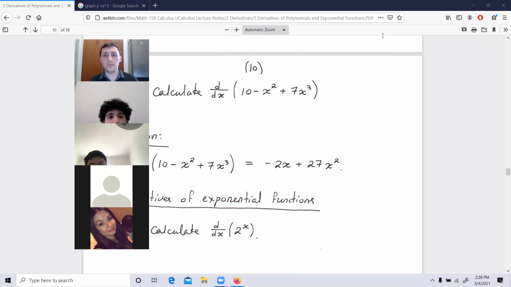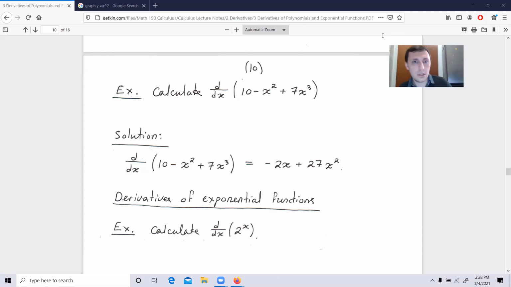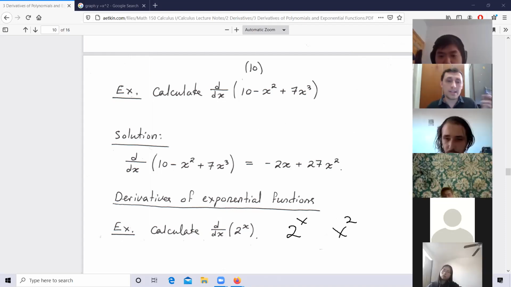No. Do you understand what's the confusion, guys? Do you see the difference between 2 to the x and x squared? Here, in x squared, the base is moving, it's changing, and the exponent stays fixed. Here, 2 to the x means the base is fixed and the exponent is moving. So when you calculate the derivative, you are mistaking a base for an exponent. You understand? That's a pretty bad mixture.